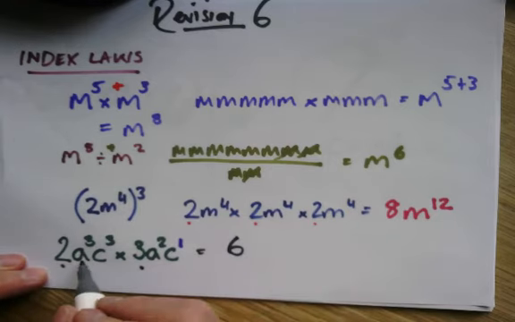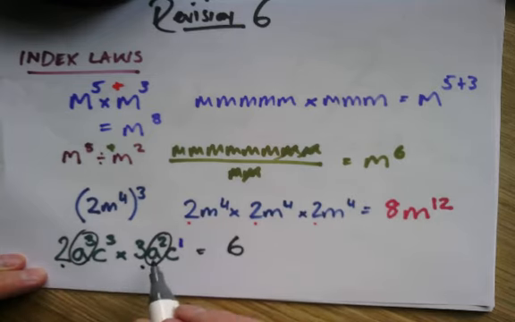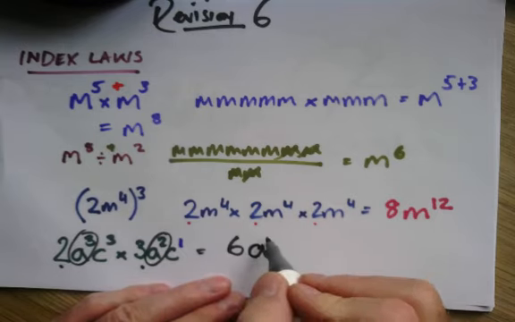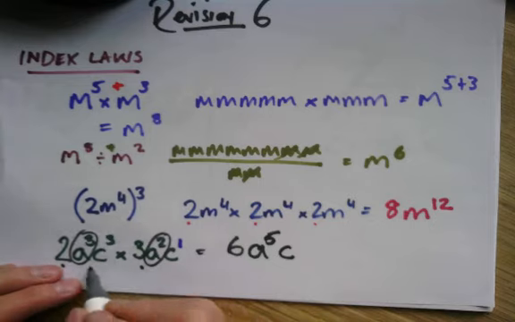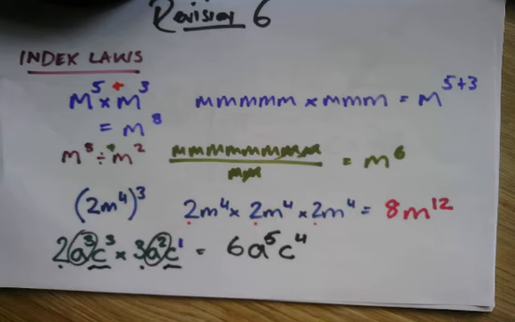There's a to the 3 times a to the 2. Look at these like sort of bases, a and a. That's a to the 3 times a to the 2. So let's add the 3 and the 2 to make 5. And we've got base of c here. So it's c to the 3 times c to the 1 is c to the 4. And so that's how you do your index laws.